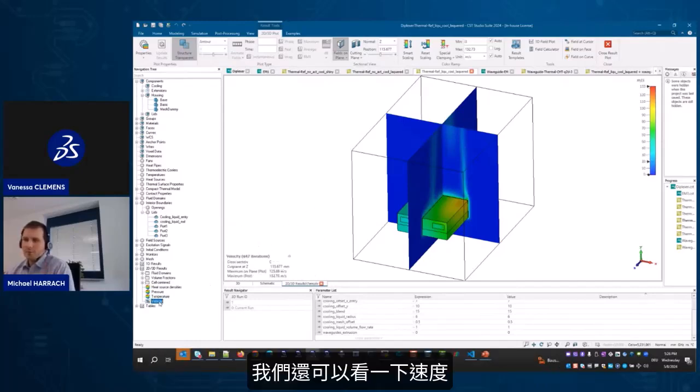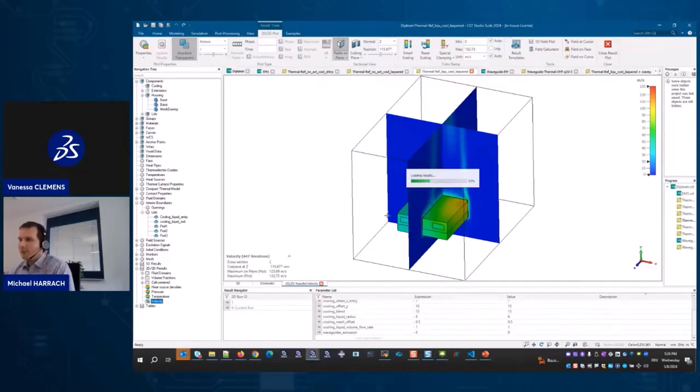We can also take a look at the velocity here. Let's give it a moment to load the results.